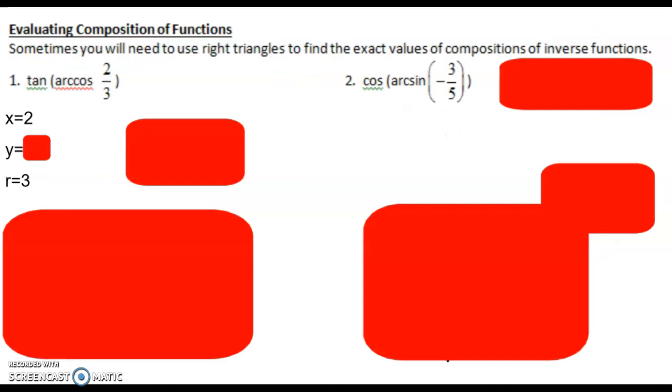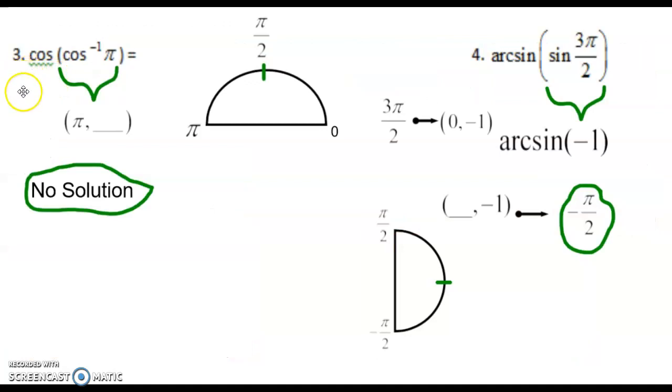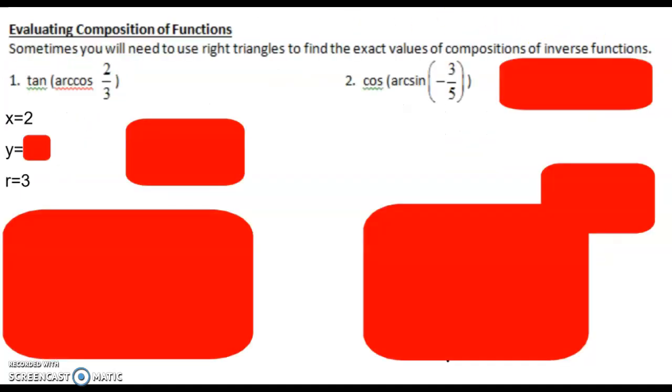Now, sometimes it's going to be helpful to draw right triangles to find the exact values because we are outside of the unit circle. So looking at number 1, we have the tangent of the arc cosine of 2/3. So notice that these aren't going to cancel out. It wasn't like in our previous section where we had inverse cosine of cosine or the inverse sine of sine. Here we've got the tangent of the inverse cosine. So this 2/3, there's no angle measure on our unit circle that has an x value of 2/3.